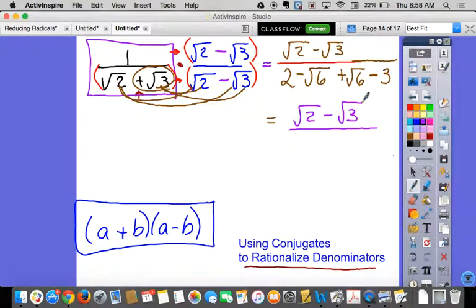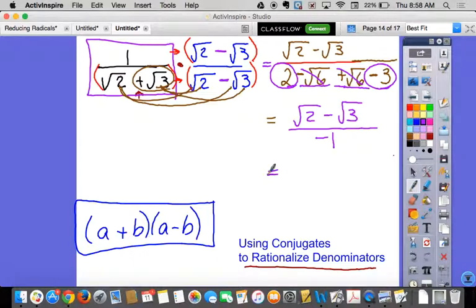Check it out. You have a positive square root of 6, and you have a negative square root of 6. They cancel out. That's the beauty of conjugates. No more radicals, exactly what you wanted. All you have to do is combine these terms. 2 minus 3 is a negative 1. So you could leave it like that.